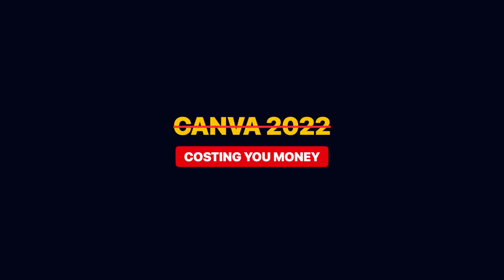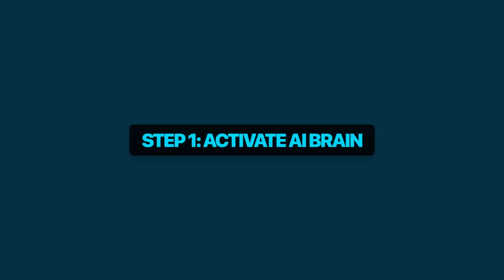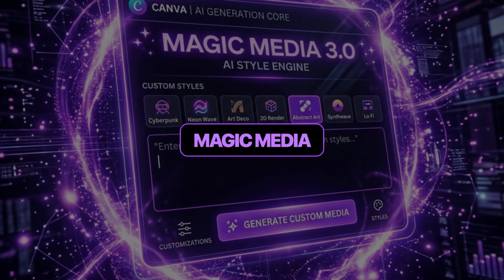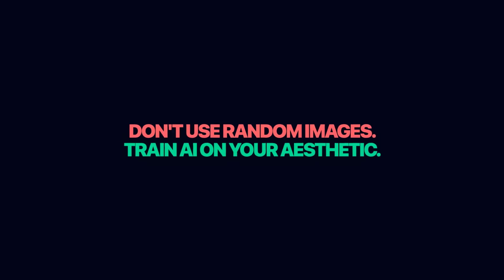First, we need to rebuild your creative stack. Most freelancers are using Canva like it's 2022. That's costing you money. Step 1, activate Canva's AI brain. Open a new design. Instead of staring at a blank canvas, click the magic media icon. But here's the pro move. Don't just generate random images. Train Canva's AI on your aesthetic.